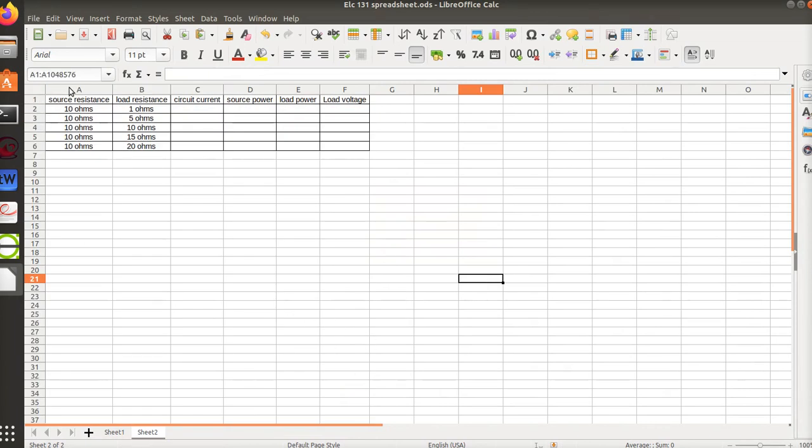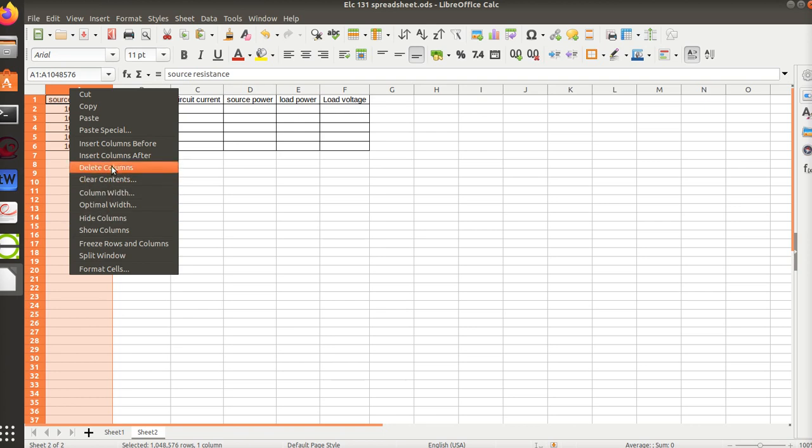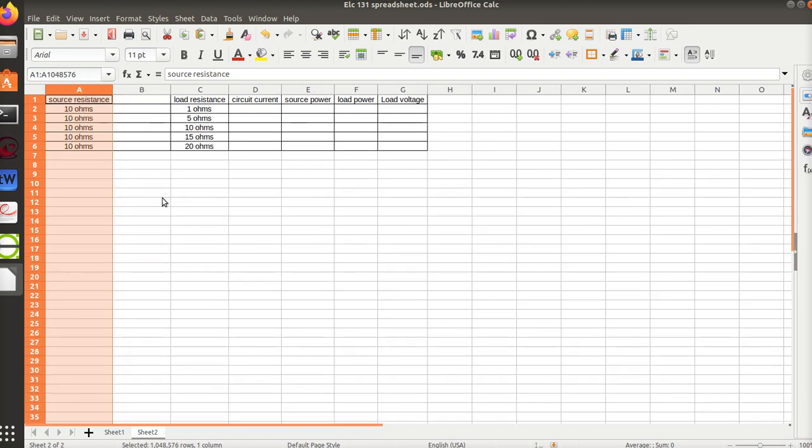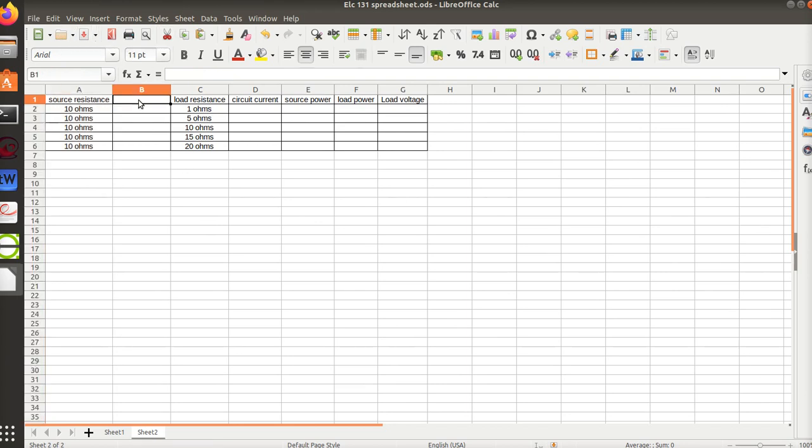In order to complete this table, I'm going to add one more column. So I'm going to insert columns before. Whoops, I meant to say insert columns after. We can do it this way. Source voltage. And I gave that to you as 12. It's 12. And yeah, you can copy and paste this down. There are shortcuts in spreadsheets.